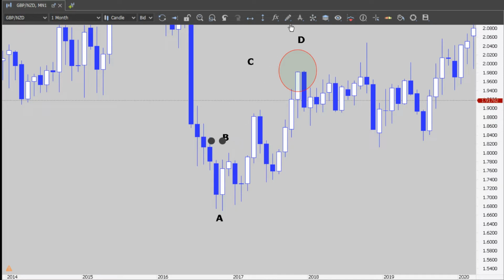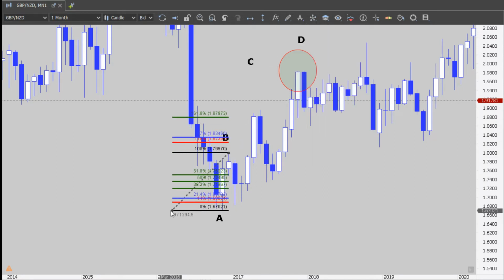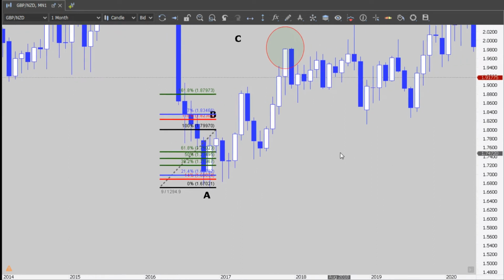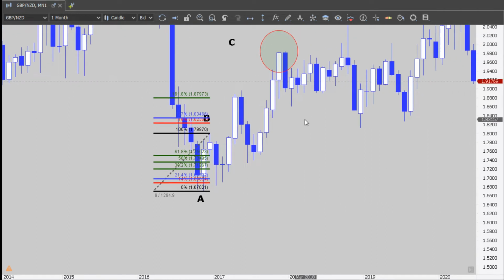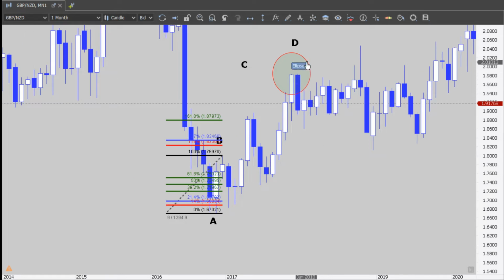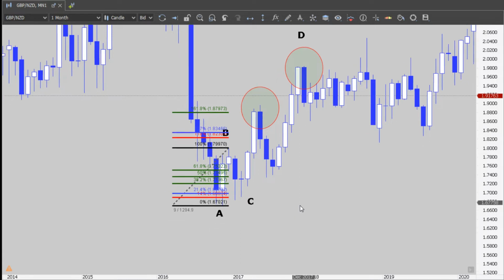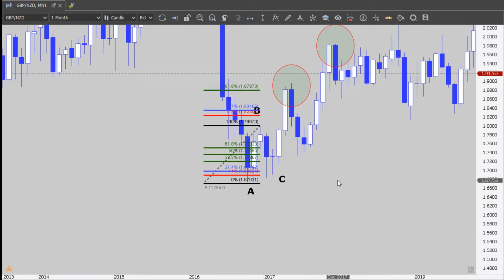This is A to B, we are going to take the Fibonacci retracement tool. And which one is the D now? Right, which one is the D? Is the first circle the D or is the second circle the D? Which one is the D? First, yes. Correct.